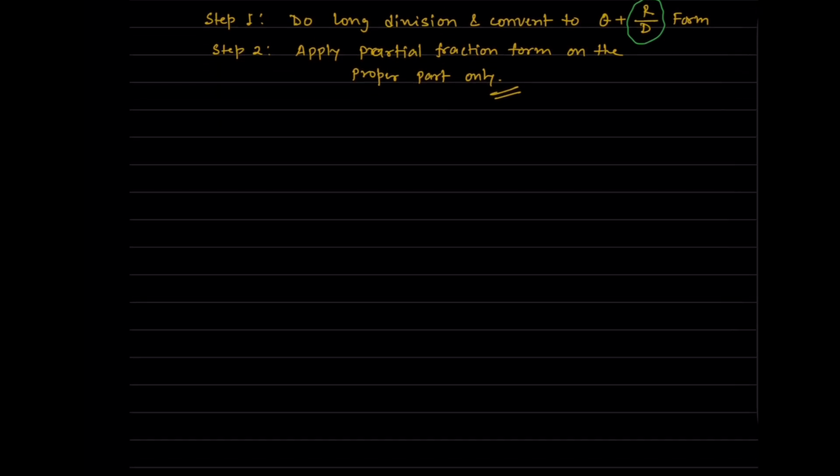So the example will be like, express 2x square plus 5x minus 11 divided by x plus 3 into x minus 1 in partial fraction.